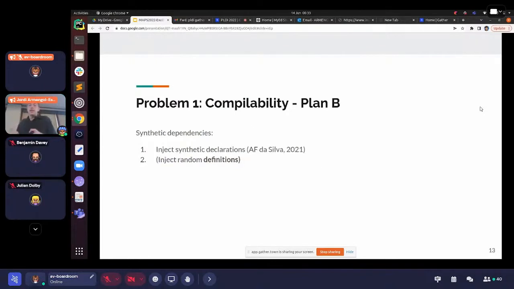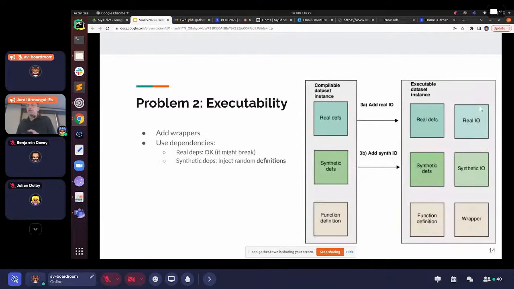Plan B is injecting synthetic declarations. That's what the authors of ExeBench did. Then for executability, first of all, we automatically generate wrappers that have a main function. They read from the standard input, write to the standard output, and call the function that we want to evaluate. They also measure the execution time. Then for the dependencies, if we use the real dependencies approach, then we are done. Of course, it might break, it might be a segmentation fault, it might be unsafe, and that's why we run this in a virtualized environment, but we cannot do anything else. In the case of the synthetic dependencies, the function is not yet executable because we have synthetic declarations but not definitions. So what we did is we injected random definitions.